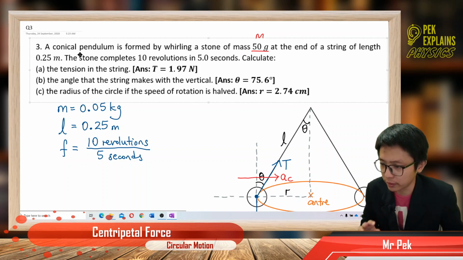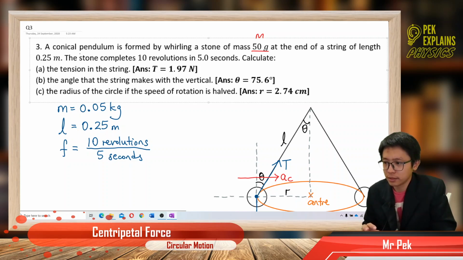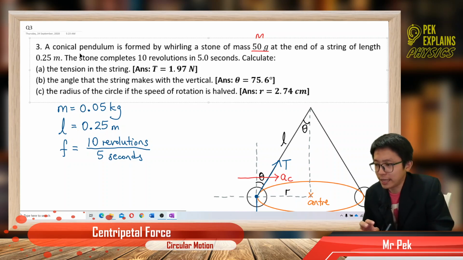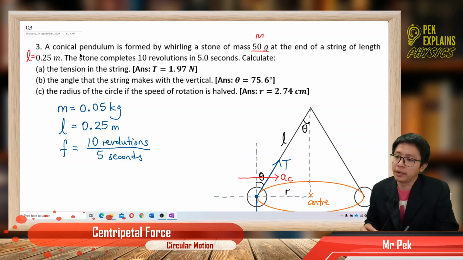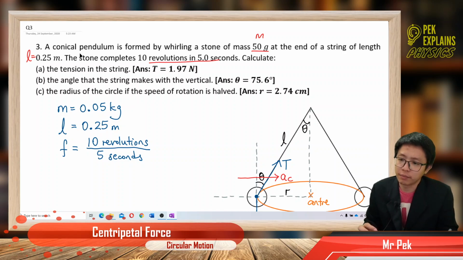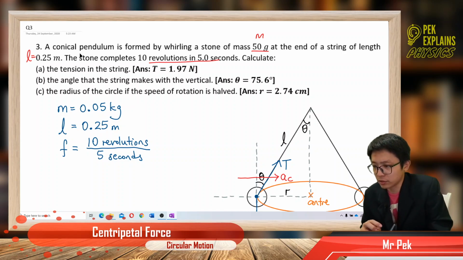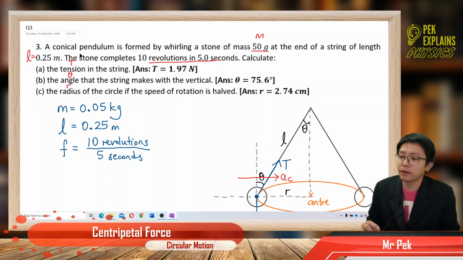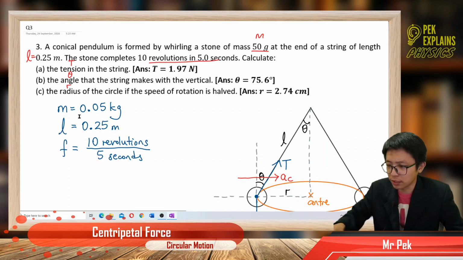Okay, let's do one by one. We already have the mass. We have the length here. And here it says 10 revolutions in 5 seconds. So calculate tension, angle theta, and find the radius. So this is the information given. Mass, changed to kilogram already. Meter, length.